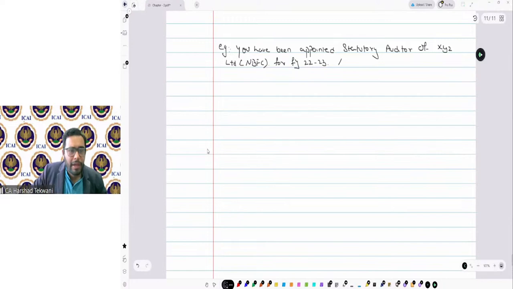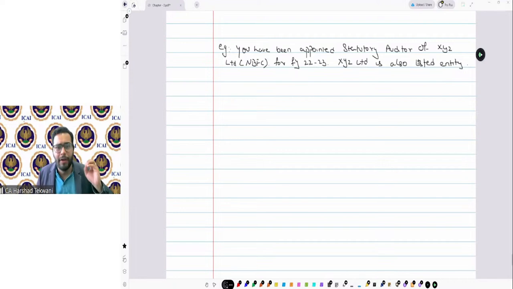XYZ Limited is also a listed entity. So that's also a listed entity. Now these are two simple lines. What do you understand, like, which laws and regulations will be applicable to this particular XYZ Limited? Now you tell me which laws and regulations will be applicable to this XYZ Limited.